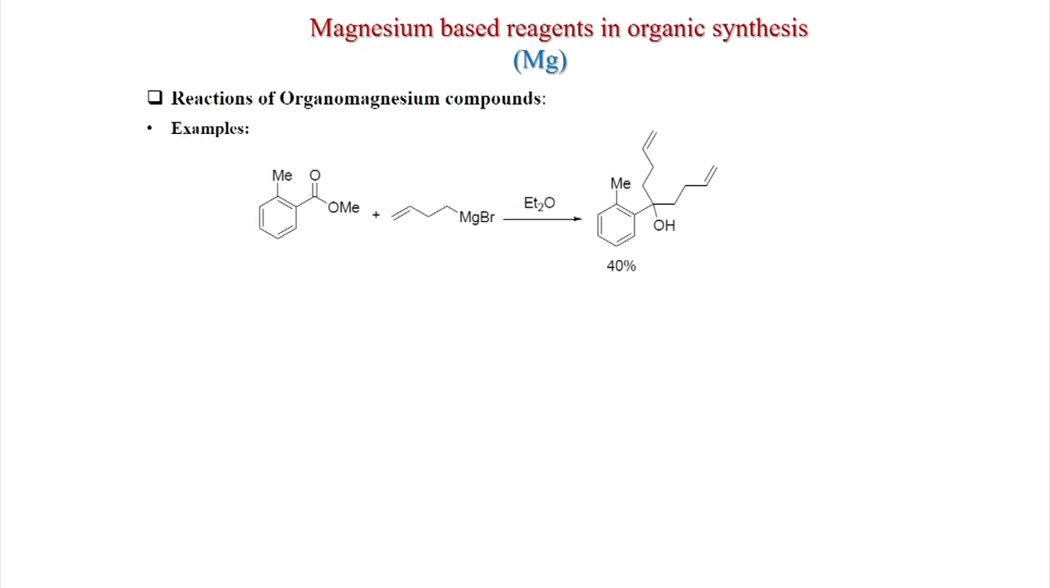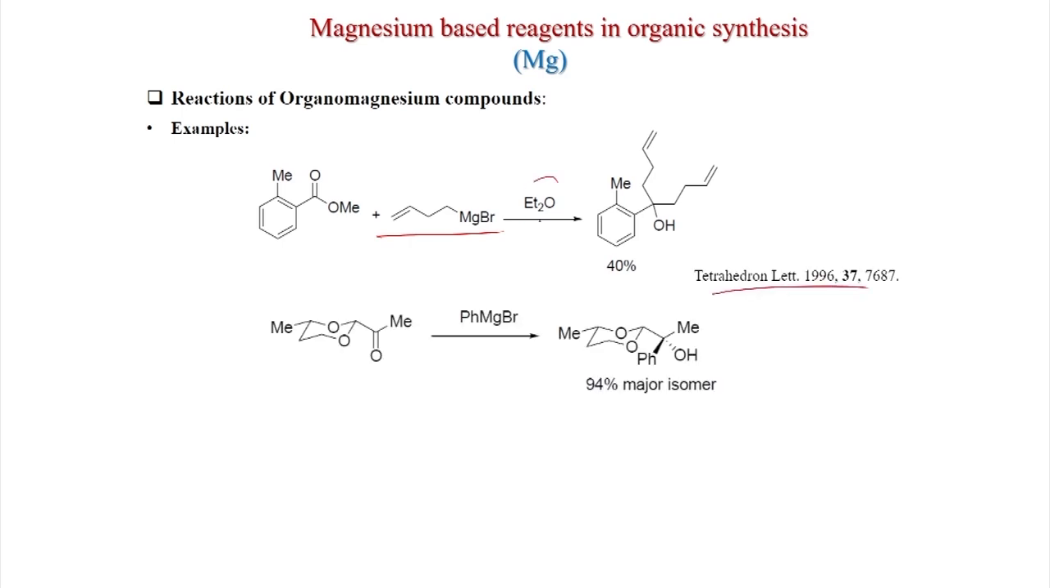Some more examples of the addition of Grignard reagents, like here, if you have an ester group, this aromatic ester, and this is a Grignard reagent with a double bond. The double bond is not a problem, and you get this tertiary alcohol. This is published in Tetrahedron Letters, ether is the solvent. Also, this is a chiral ketone, and if you add phenyl magnesium bromide, then you get the product, and this is the 94% major isomer. So, this stereochemistry is important, where the phenyl adds from the top face. Because of this geometry, phenyl is coming from the top face and this product is formed. This was published in Organic Letters.